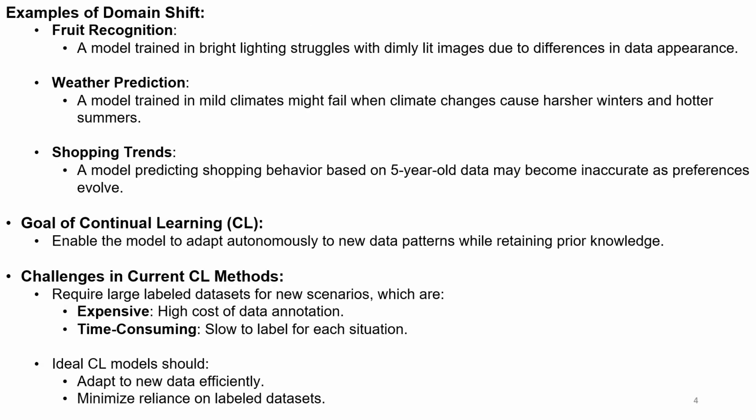There are some other examples of domain shift, like face recognition in bright light and darker light, then weather prediction in a mild climate and then harsh winter or hotter days. The third one is shopping trends which were recorded five years ago. Our goal of continual learning is to enable the model to adapt autonomously to new data patterns while retaining prior knowledge. What are the challenges in current methods? They require large labeled datasets for new scenarios, which are expensive and time consuming.